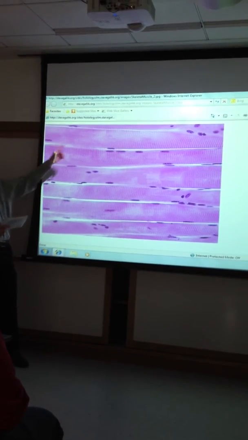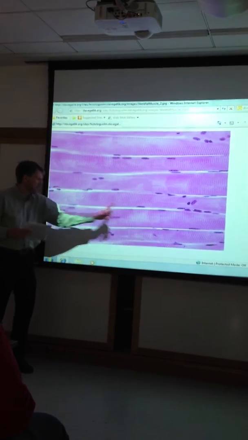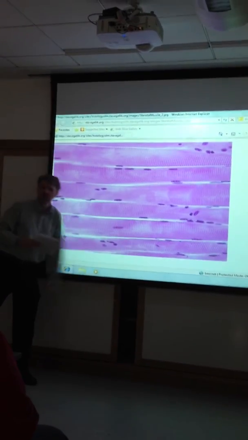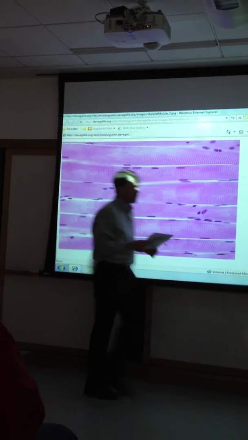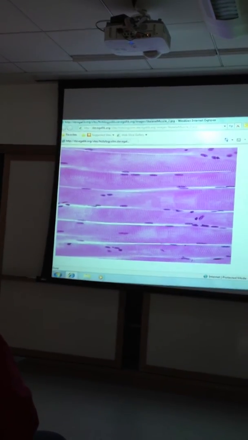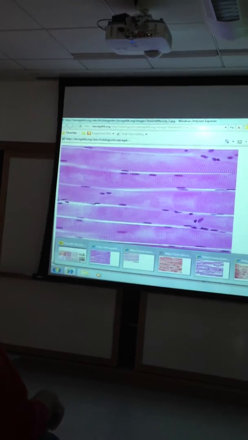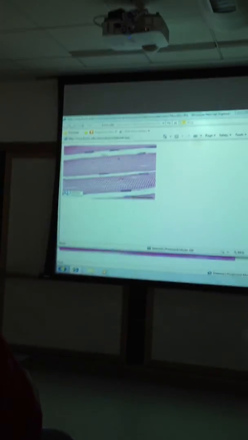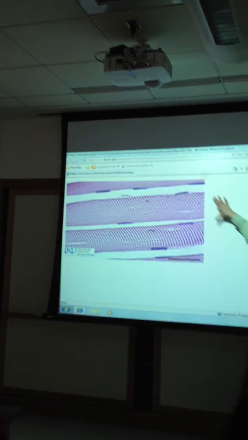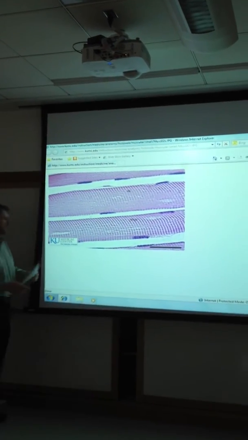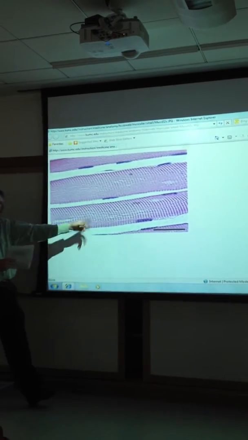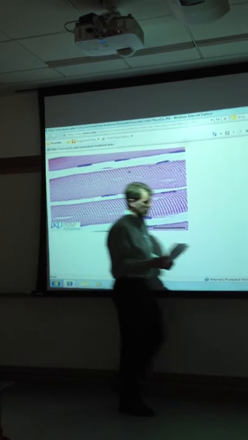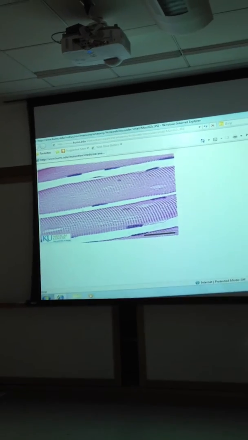You can clearly see, what are these things? Yeah, those are the striations. So that's what a skeletal muscle cell is going to look like. Here's another one. They all pretty much look the same: long, straight cells, lots of nuclei pushed off to the side, and obviously the stripes. So that's skeletal muscle cells.